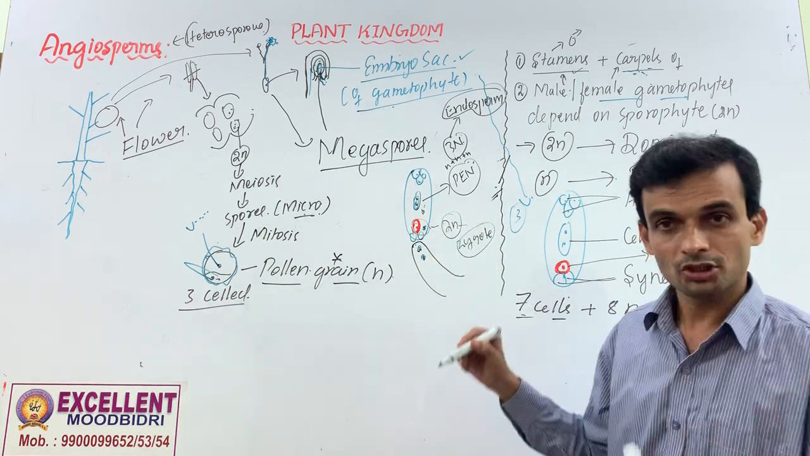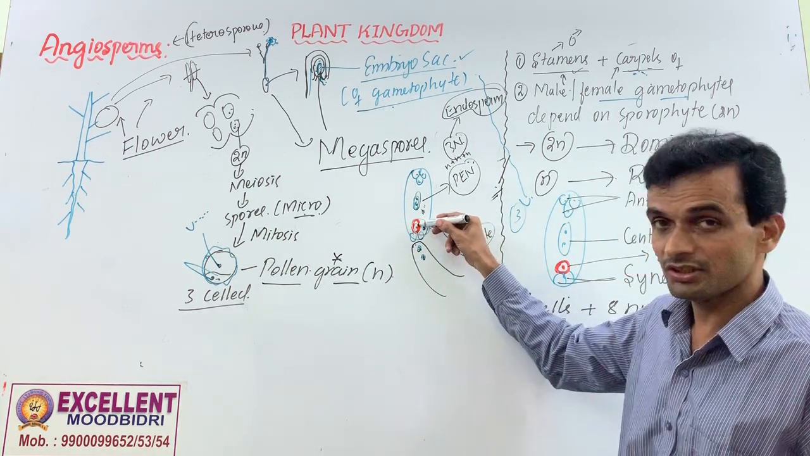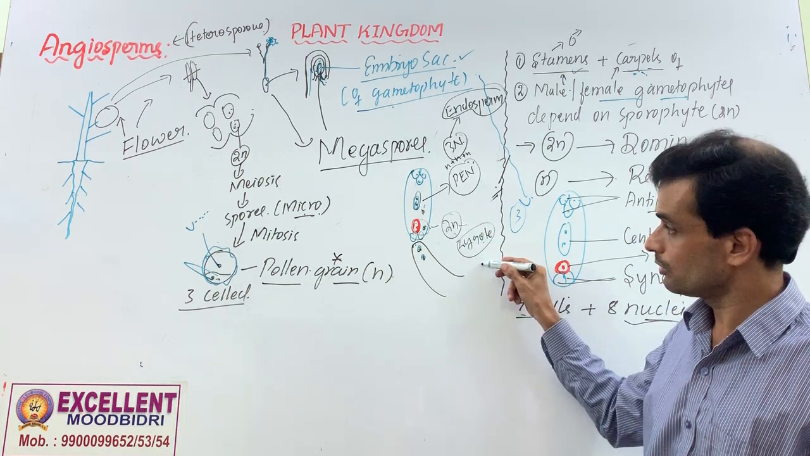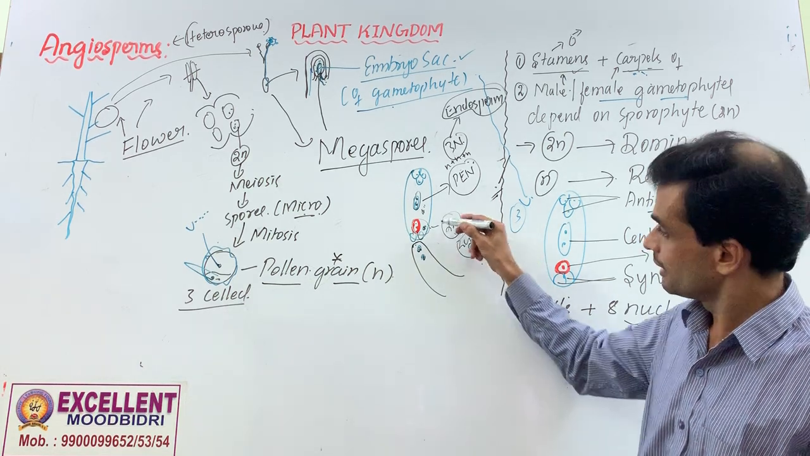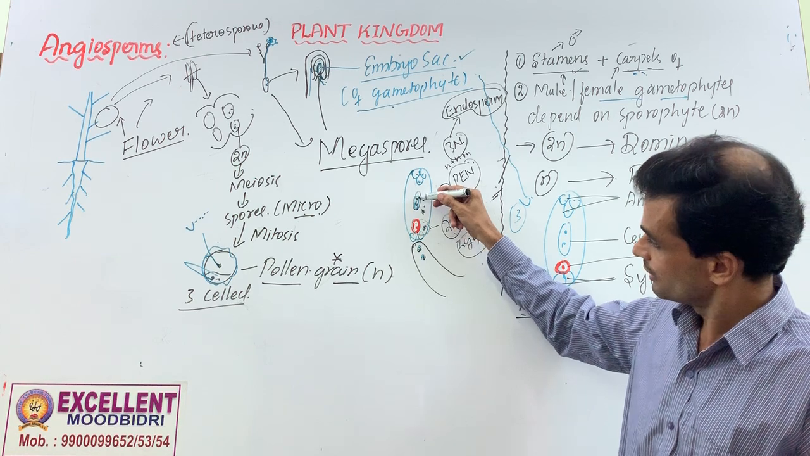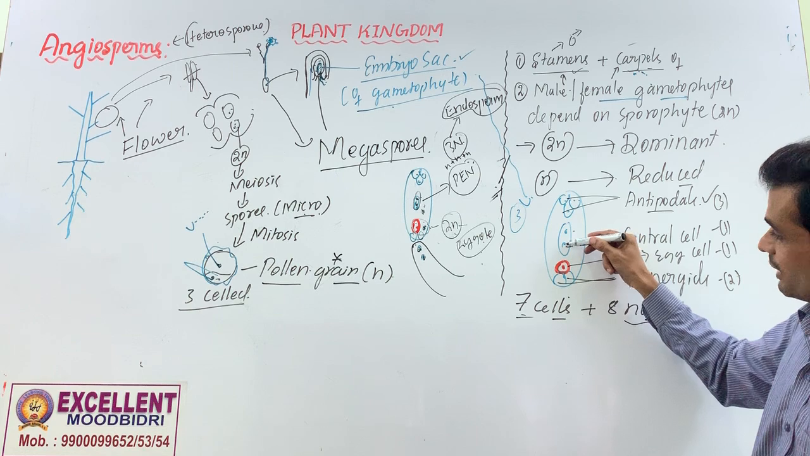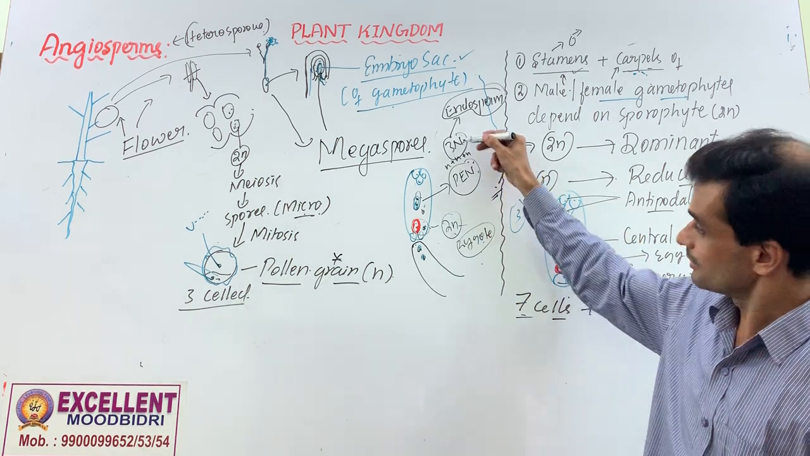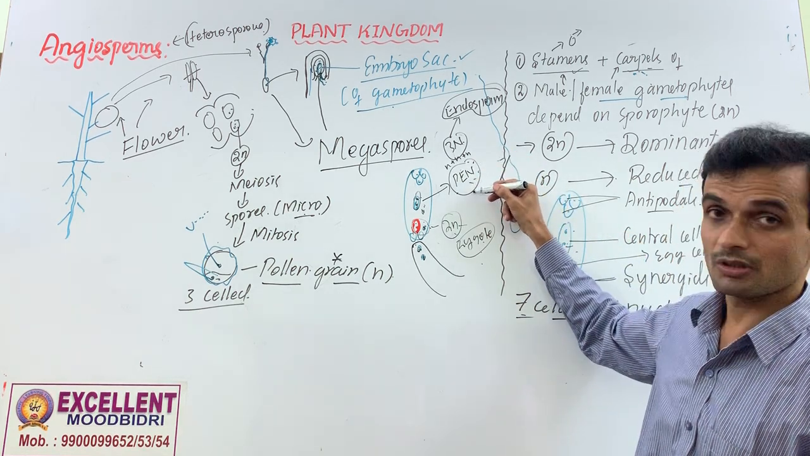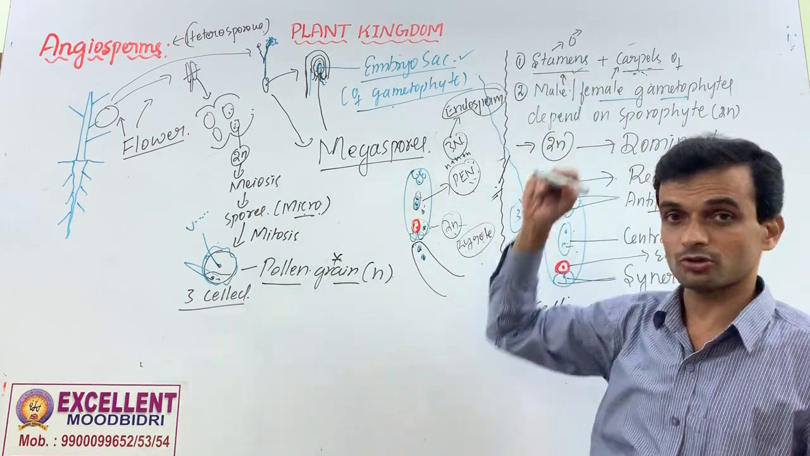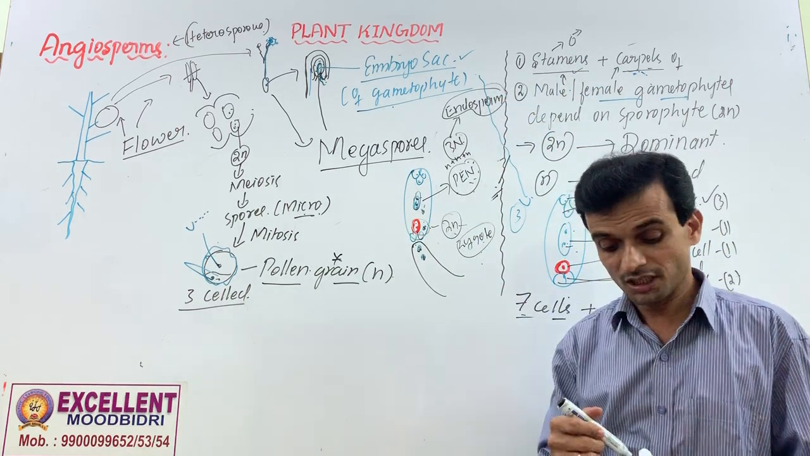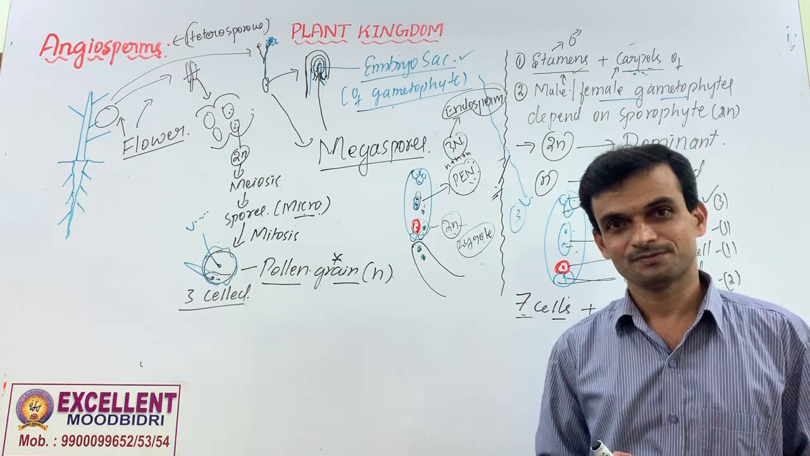When the pollen tube releases two sperms, one sperm fuses with this to form the zygote, which will become the embryo, the main component of the seed. The second sperm fuses with these two here. N plus N plus N, that is 3N, the primary endosperm nucleus. That will undergo mitosis to form endosperm, which becomes a nutritive tissue, food for this zygote.